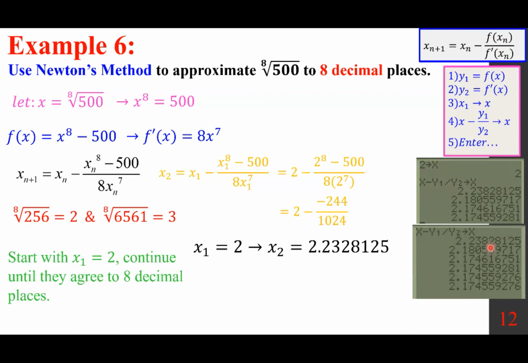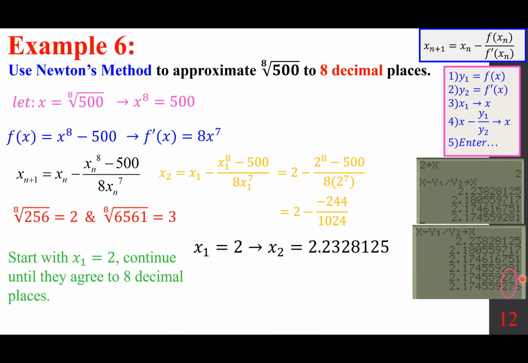And when we do that, this is what we get. And since we want 8 decimals, we are going to continue until they agree to 8 decimals. Notice: 1, 2, 3, 4, 5, 6, 7, 8. They agree to 8 decimals.